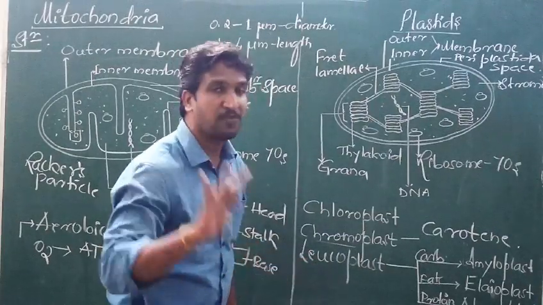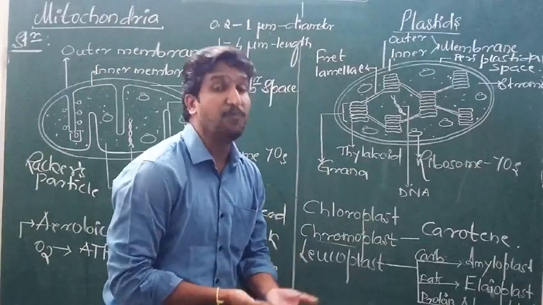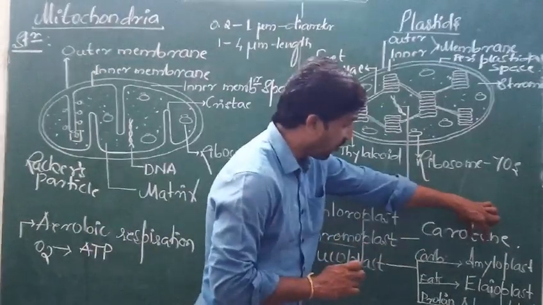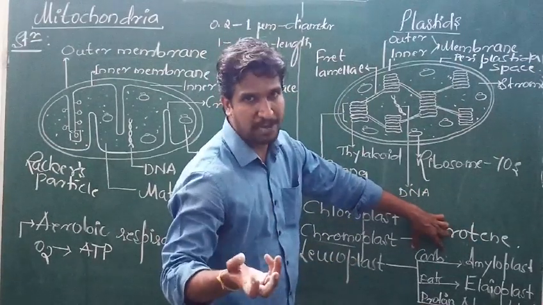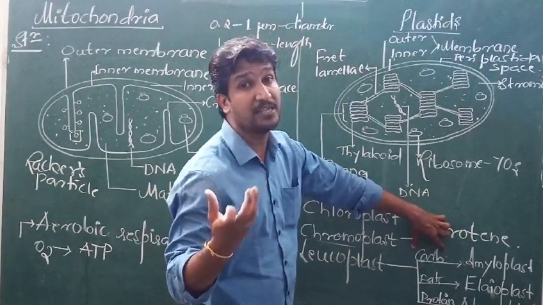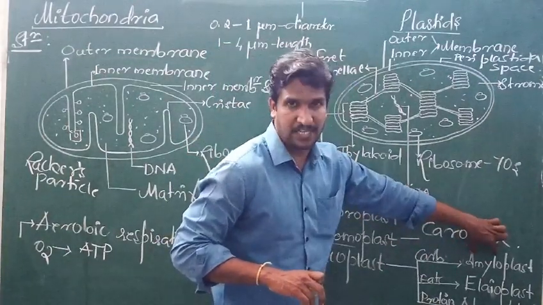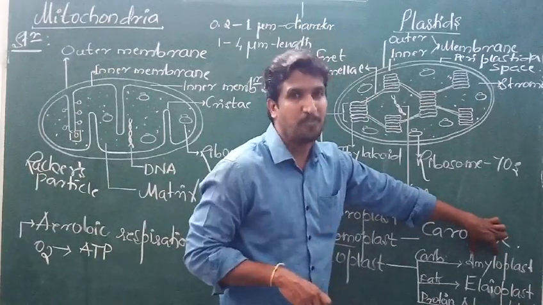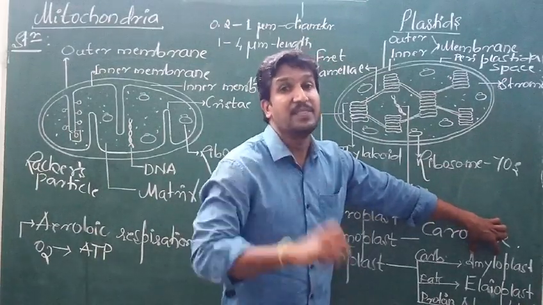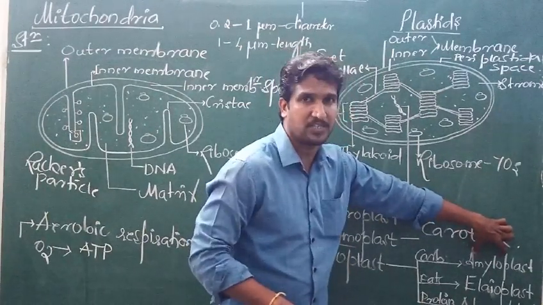Whereas these leucoplasts are of three different types on the basis of the storage of food material. If the food material is stored in the form of carbohydrate, like rice or potato, they are called amyloplasts. Means what we are eating, rice, is amyloplast. What we are eating, the potato or potato chips, contains amyloplast.